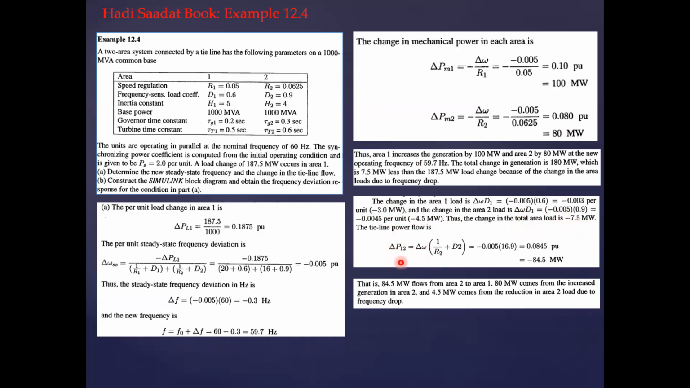And then you calculate the tie-line power flow here. Because you have the frequency deviation minus here, right? You have the load change. But it says here P12, and here it says thus it flows from 2 to 1. Is that because of the minus sign? The calculation is delta P12, yeah, which has the minus sign. Yeah, minus. But coming here, in the next sentence it says there is 84.5 megawatts flowing from 2 to 1.